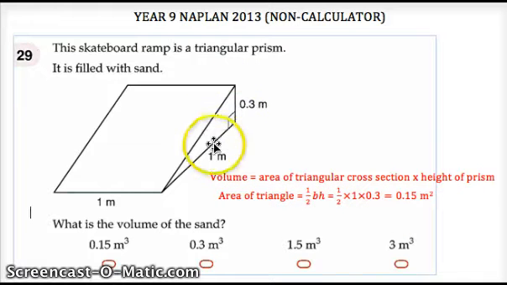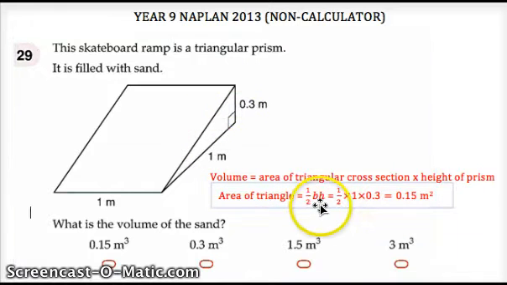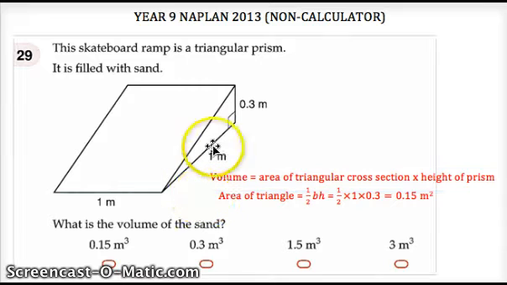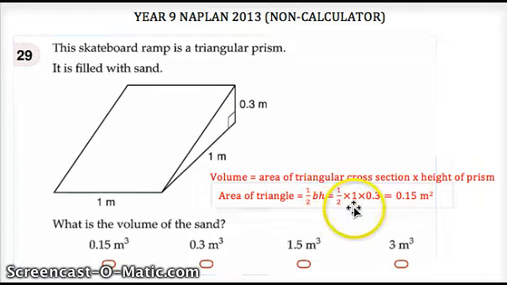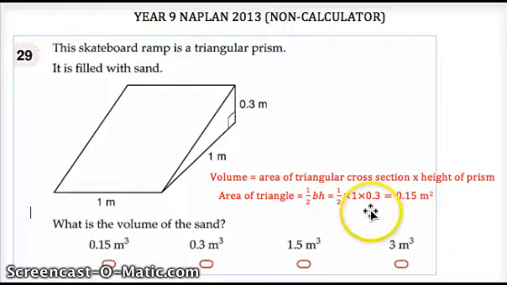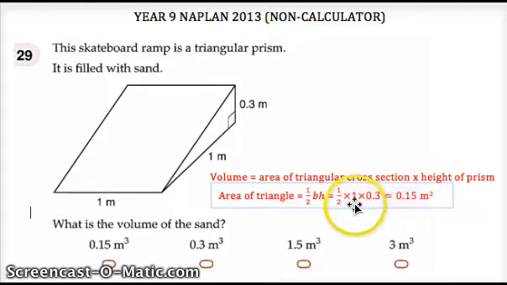Now, area of a triangle, the formula is half times the base times the height. Here we can see that the base is 1 and the height is 0.3. So the area of the triangle will be a half times 1 times 0.3, and a half of 1 is a half, so we just really want a half of 0.3, which is 0.15. So the area of the triangle is 0.15 meters squared.